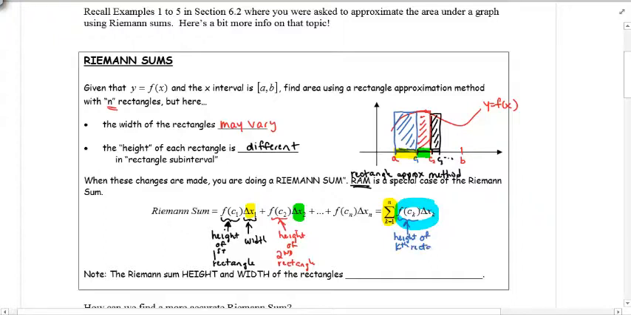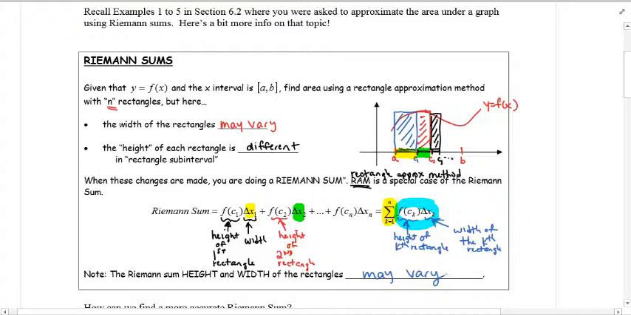So once again, k is just like a counter. If k was 1, it would be the first rectangle. If k was 5, it would be the 5th rectangle. If k was 10, it would be the 10th rectangle, and so on. And delta x sub k, once again, would be the width of the kth rectangle. Okay? And once again, note that in the Riemann sum the heights and widths of the rectangles may vary. So that's really the generalization of what a Riemann sum is.